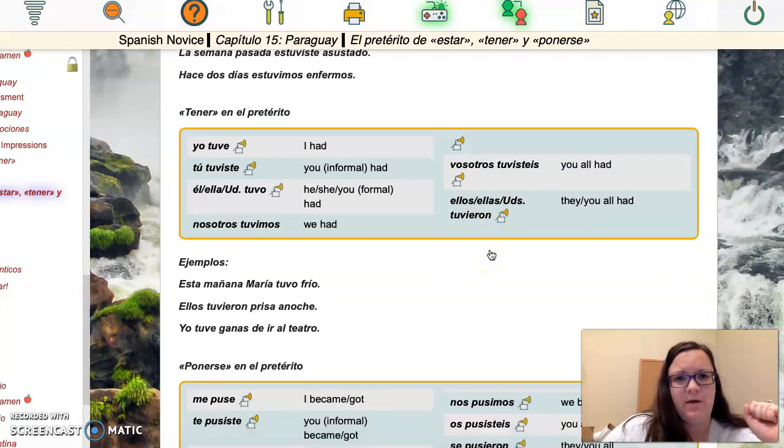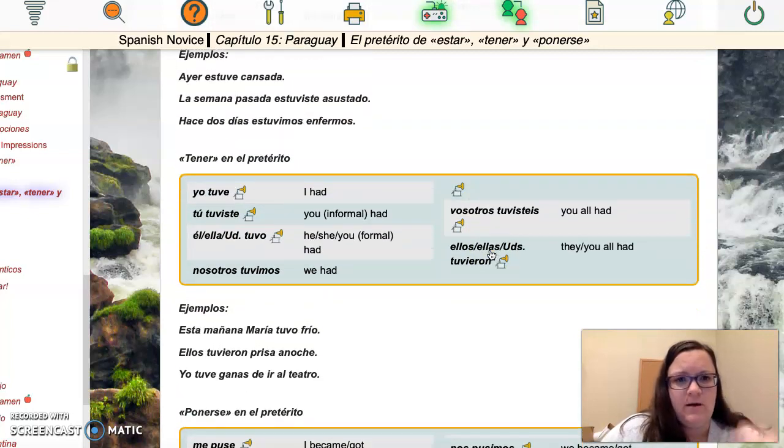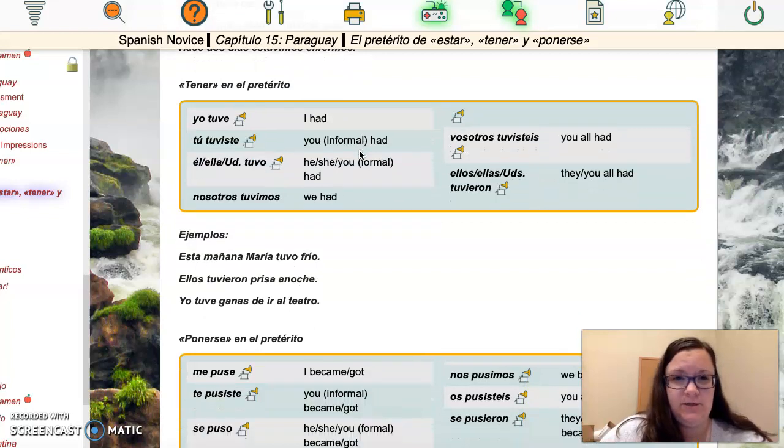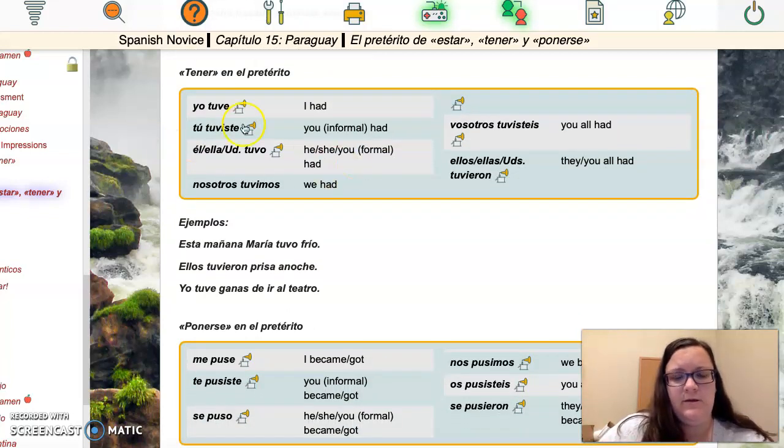Okay? That would be how we would use those. So these things at the beginning here, the ayer, the la semana pasada, hace blank días, those were the clue phrases to tell you that you needed to use the preterite verb. So you're going to continue to use those as you're making sentences. Okay, so that was estar.